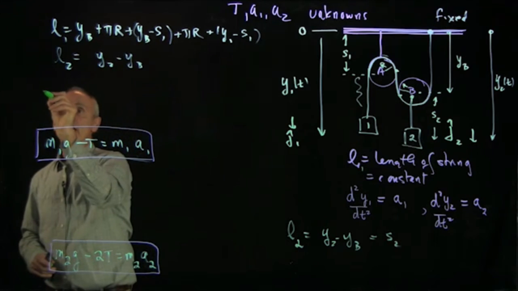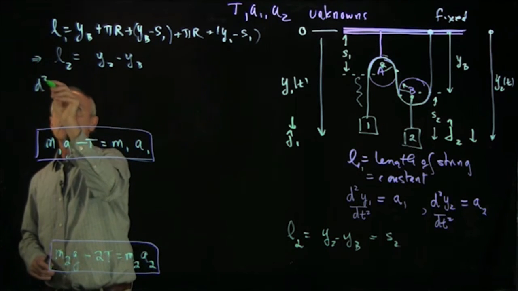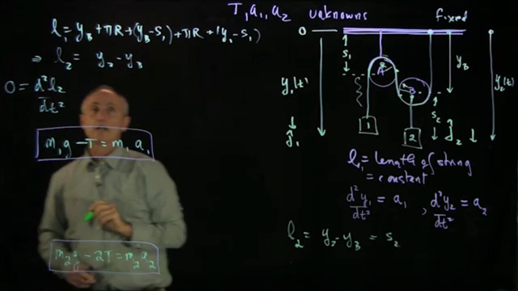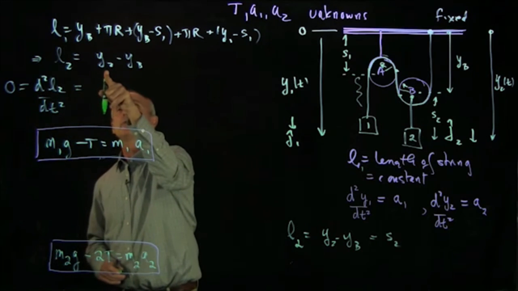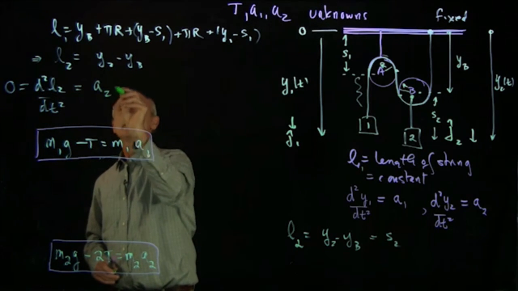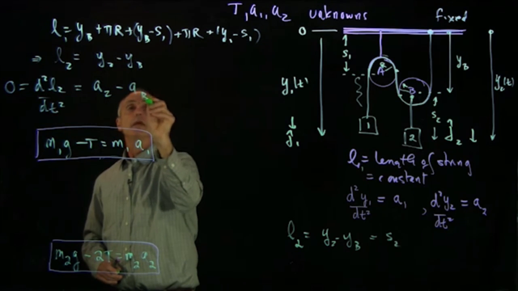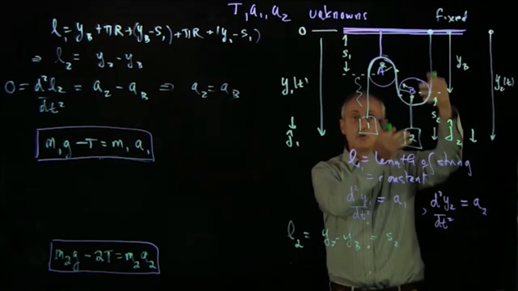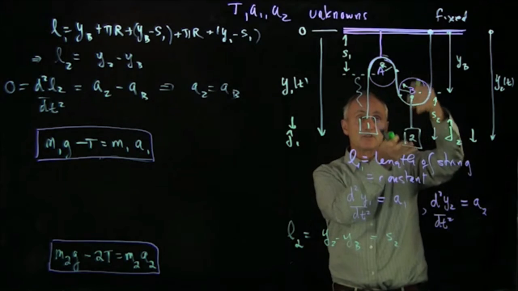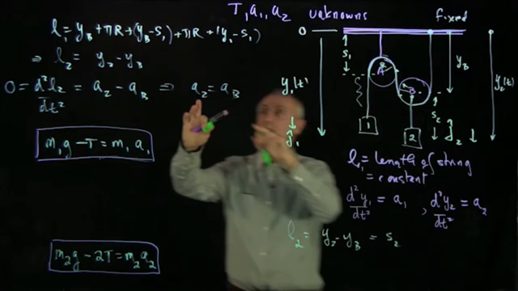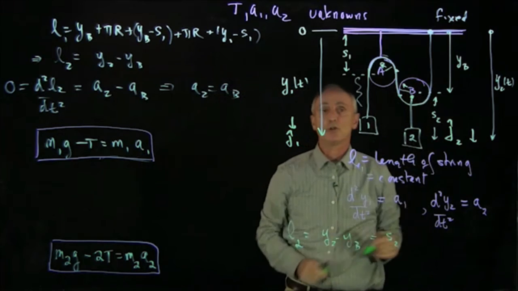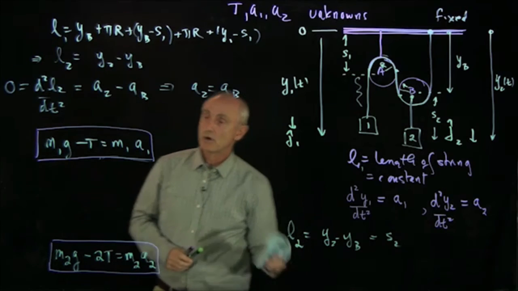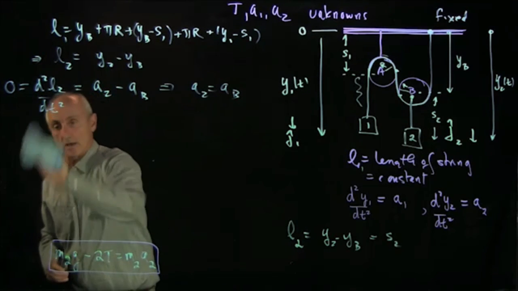And we have the following facts. Let's start with this one first: the second derivative of L2 with respect to t squared is 0, because the length of the string is a constant. That tells us two derivatives of this is a2, and two derivatives of that is ab. This is something that we saw before, that block b and 2 are moving together. So when we treated the system as just b and 2 together, we see that the acceleration of 2 and the acceleration of pulley B are the same. We could have just said that before we began. Now, let's put these equations aside for the moment.